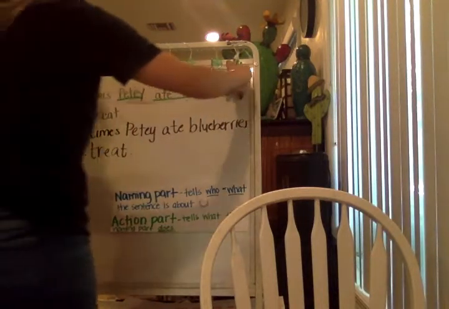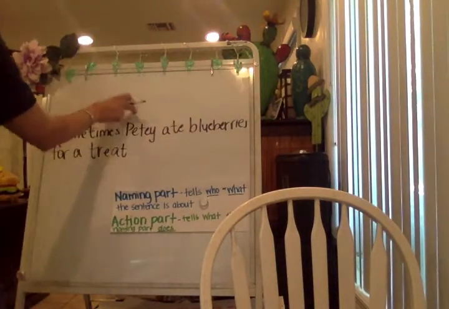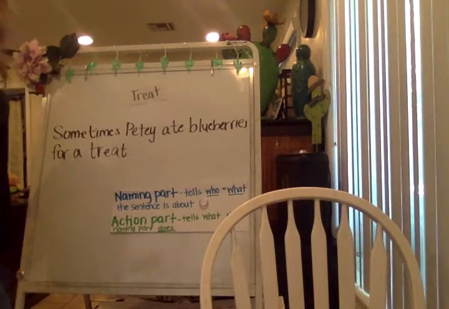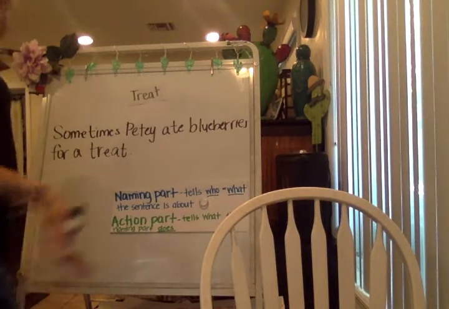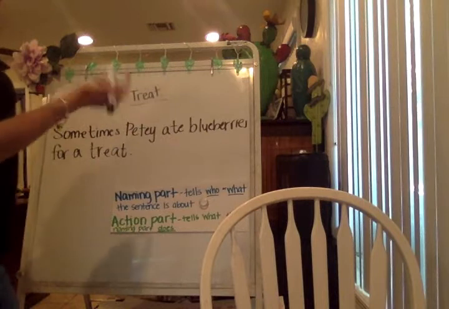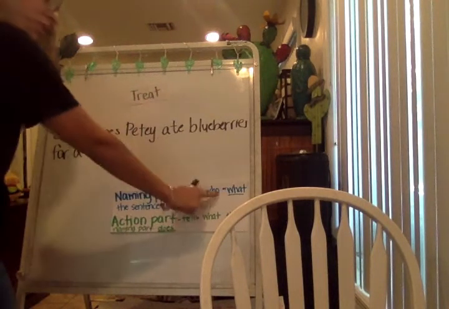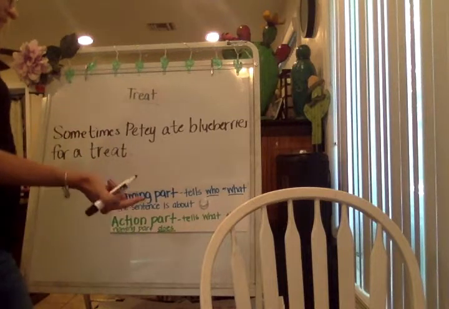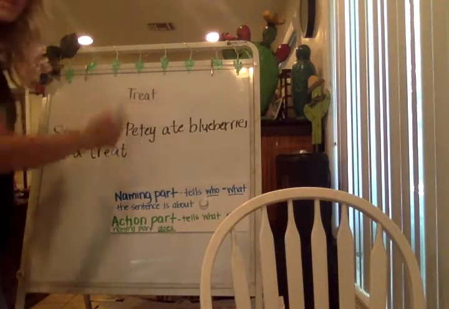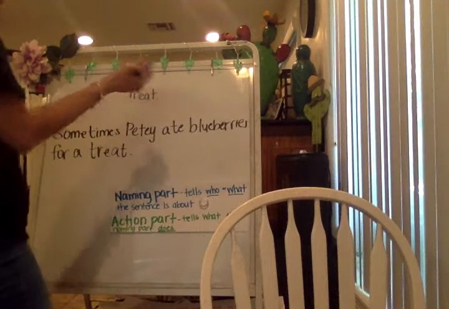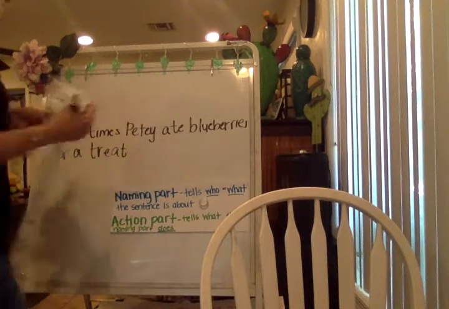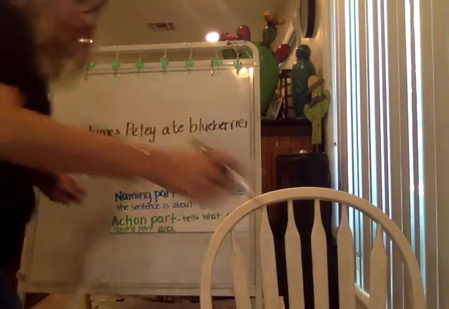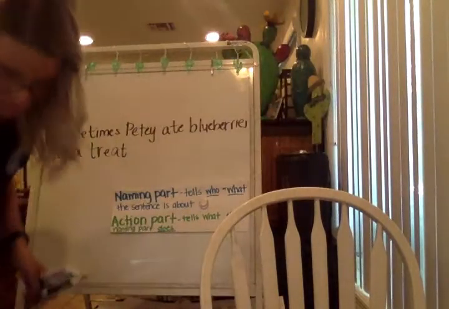Notice that this word treat, prior to this, was just like somebody thought that was a sentence. Treat. It doesn't tell you anything about who or what the sentence is about. It tells you what happens, but it doesn't tell you what the naming part is because there's no naming part even in that. So sometimes Petey ate blueberries for a treat. Let's look at another sentence.